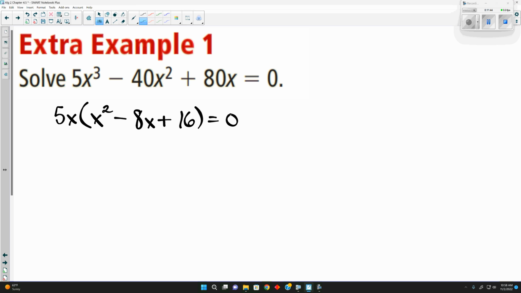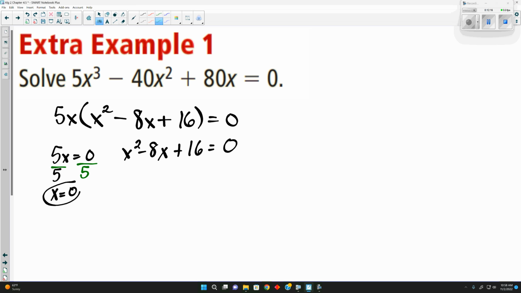And again, we have two things multiplied together to equal 0, so one of them must be 0. So we're saying that either 5x is equal to 0 or x squared minus 8x plus 16 is equal to 0. So 5x equals 0. Well, to solve this here, we can divide both sides by 5, which tells us x is equal to 0.